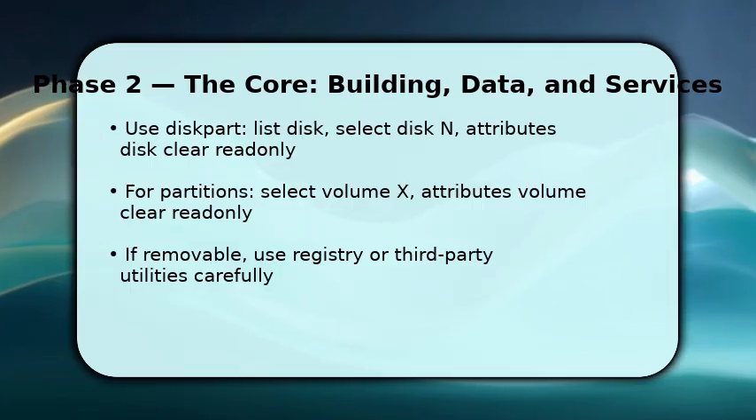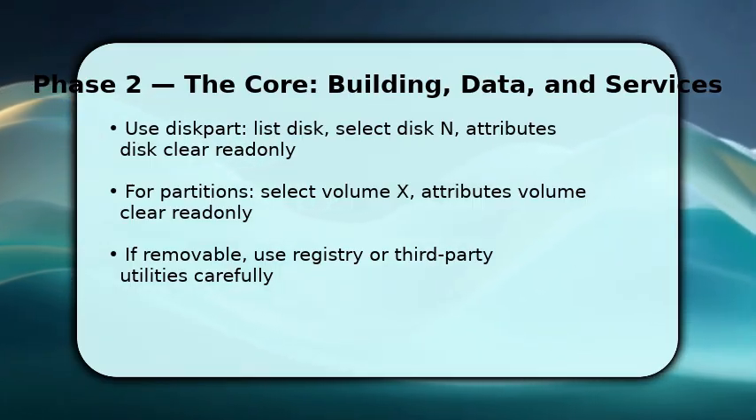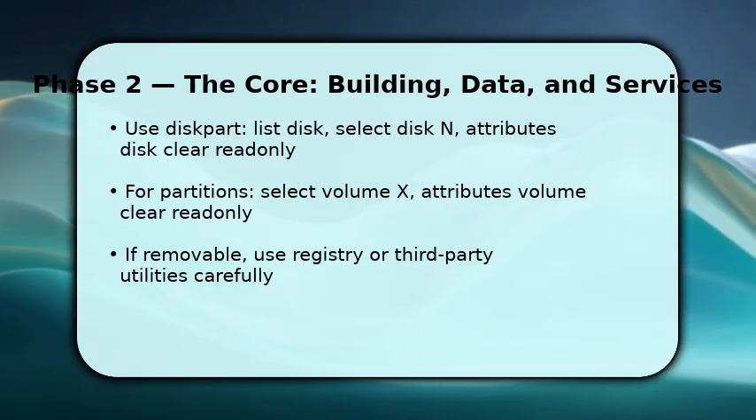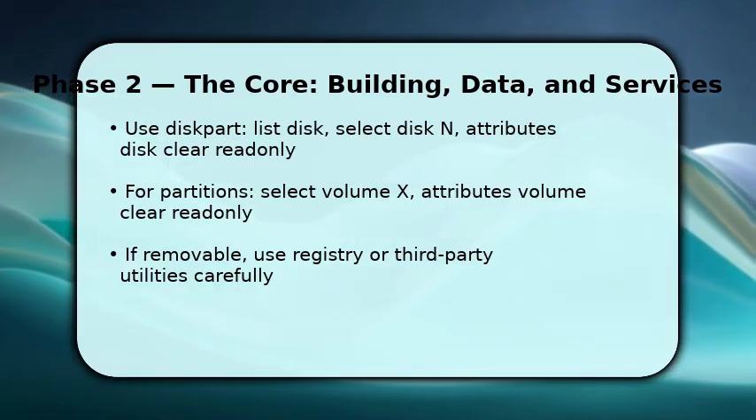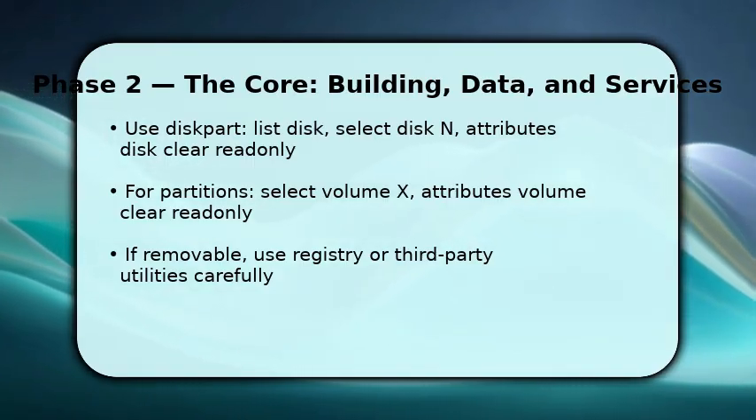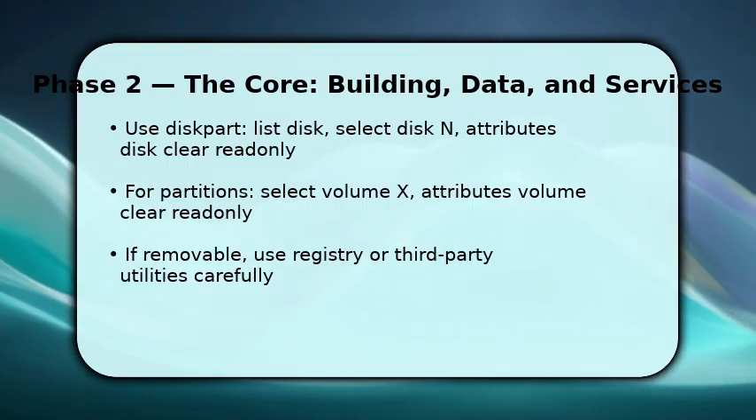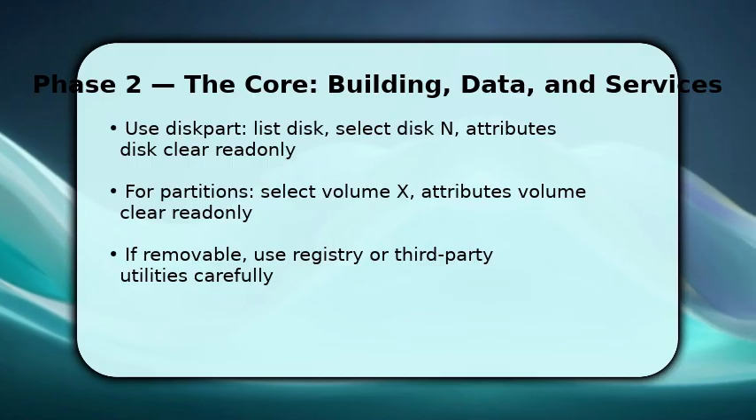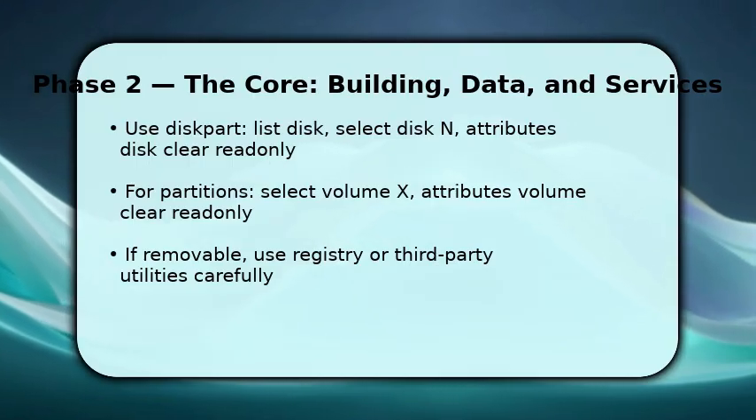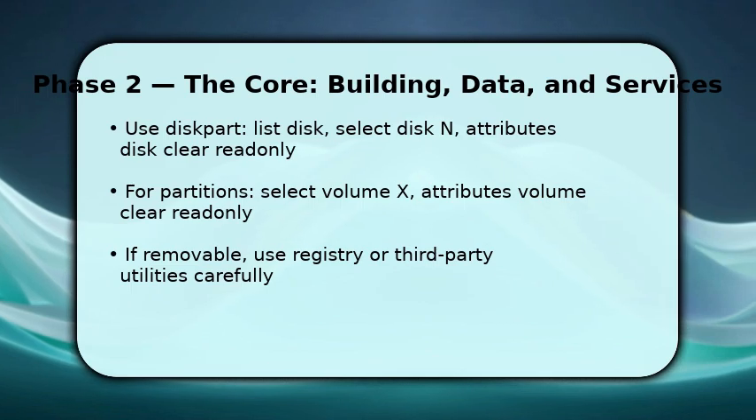For specific partitions, use list volume, select volume X, then attributes volume clear readonly. If the device is removable and diskpart fails, edit the registry or use a trusted utility. But proceed cautiously and export the registry key first. Mistakes can harm Windows.